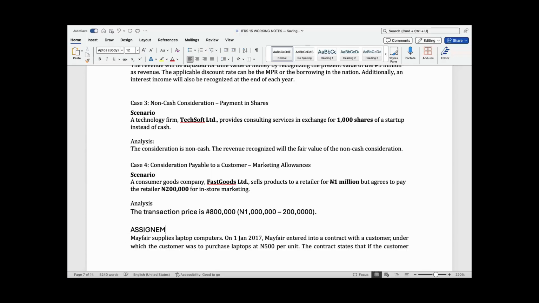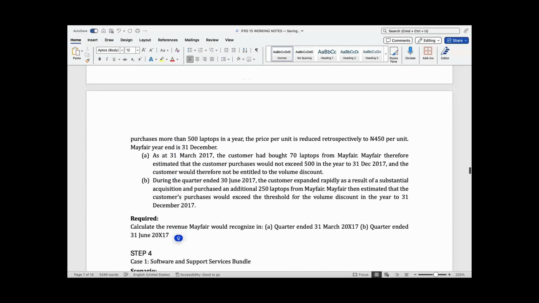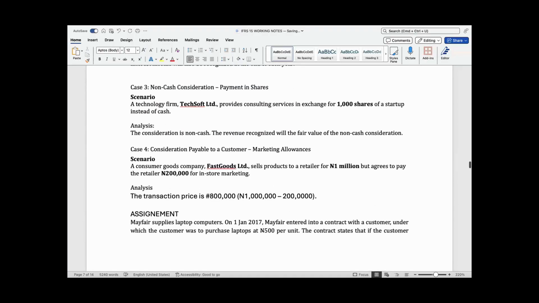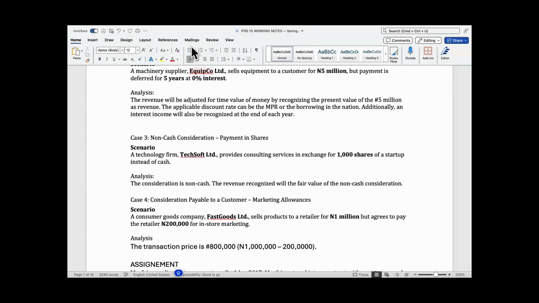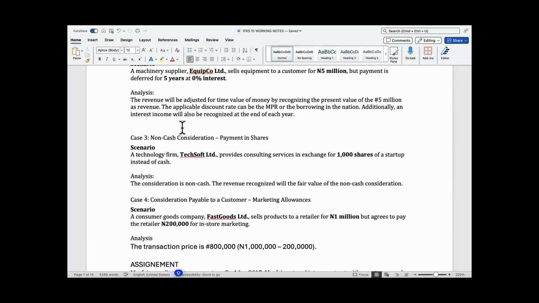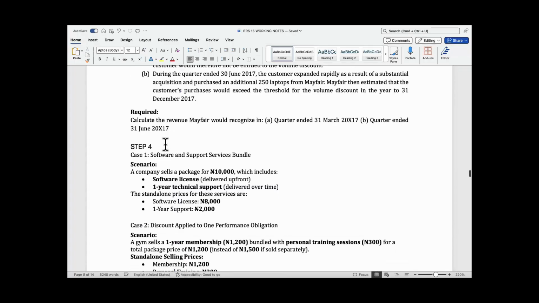Do this particular question as your assignment. Let's see if you can attempt it. Okay, that's the end of step 3. We have looked at a series of questions to demonstrate it. Do we have any questions? Okay. Let's then go to step 4.